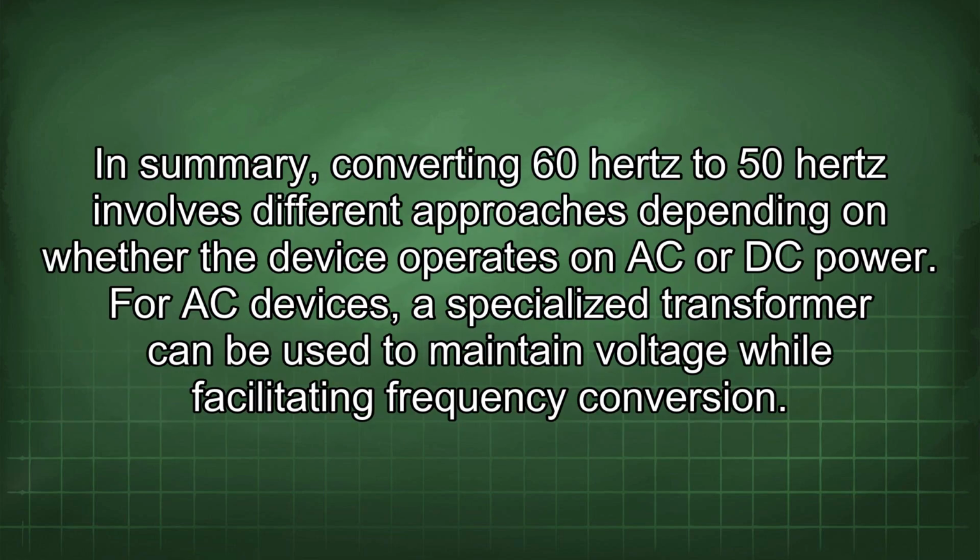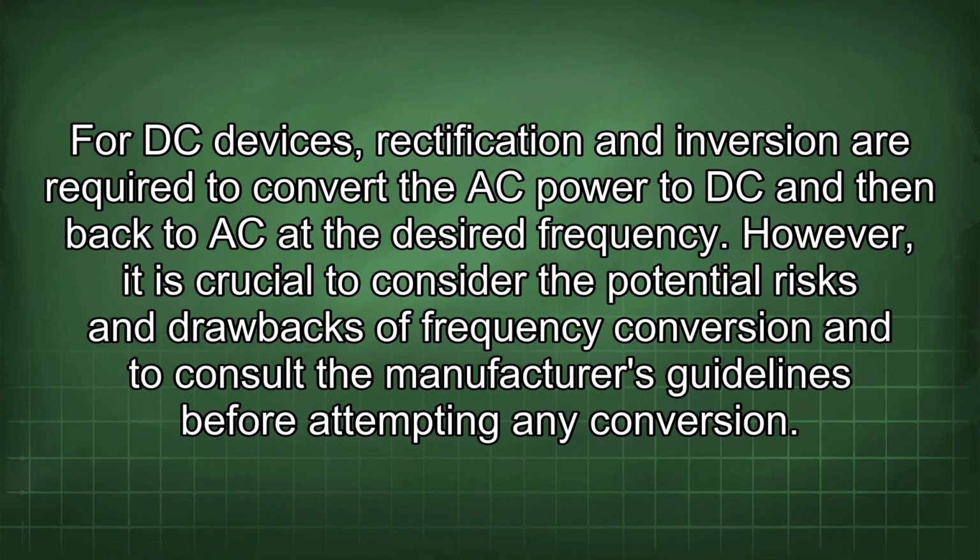In summary, converting 60 Hz to 50 Hz involves different approaches depending on whether the device operates on AC or DC power. For AC devices, a specialized transformer can be used to maintain voltage while facilitating frequency conversion. For DC devices, rectification and inversion are required to convert the AC power to DC and then back to AC at the desired frequency. However, it is crucial to consider the potential risks and drawbacks of frequency conversion and to consult the manufacturer's guidelines before attempting any conversion.